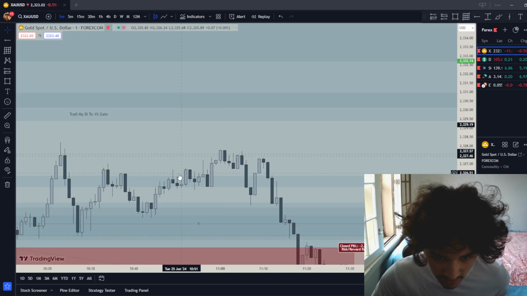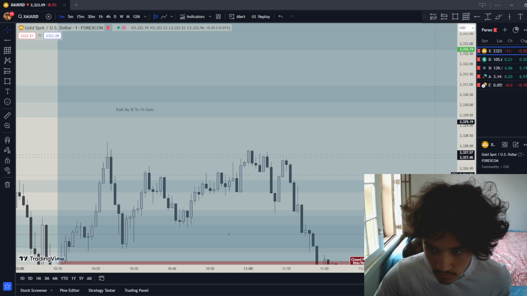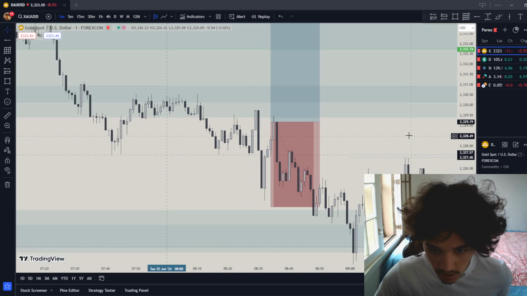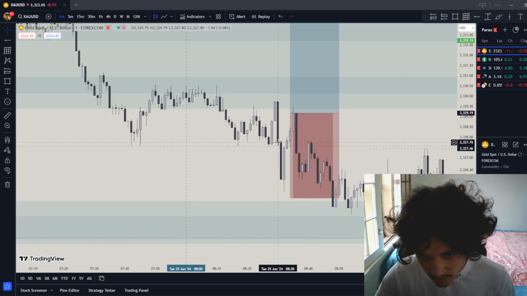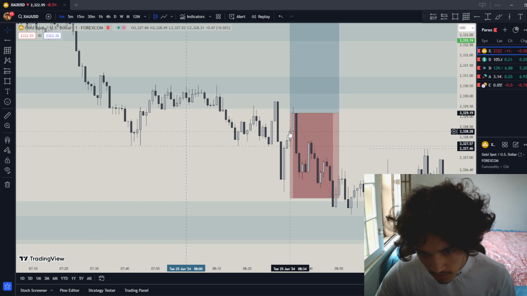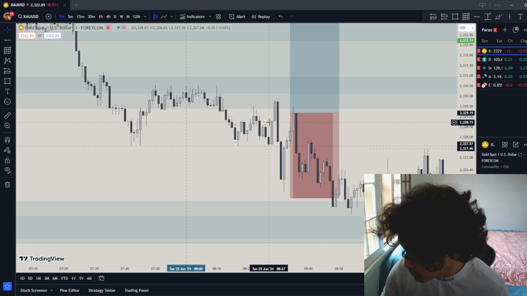I go to the 1-minute time frame. My real entry should have been right here, this entry, right? But I got it here. I was waiting for extra confirmation because that 1 minute is against our bias, right? So I was waiting for the FVG to get invalidated, which it did.